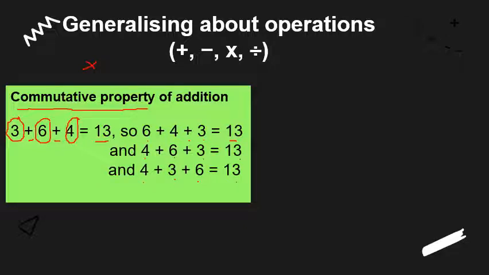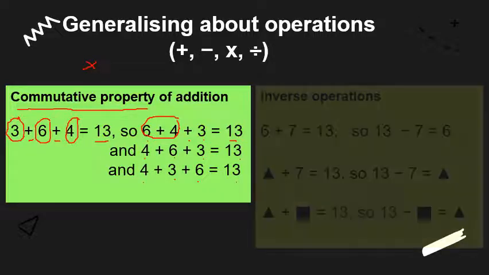Now, this is quite useful, particularly for mental addition, where you're like, well, I know 6 and 4 are friends of 10, and I know it's easy to add a number to 10, so 10 plus 3 is 13. It's also useful in a whole lot of other applications, but that's just one example of how being able to generalize about operations, or understanding the different properties of these operations, can help us. Now, that's a very basic example.